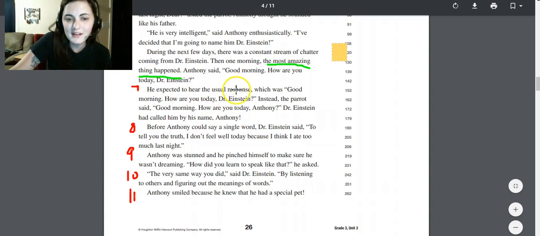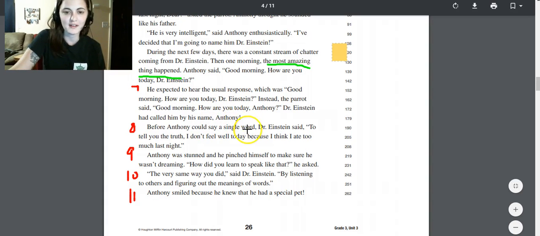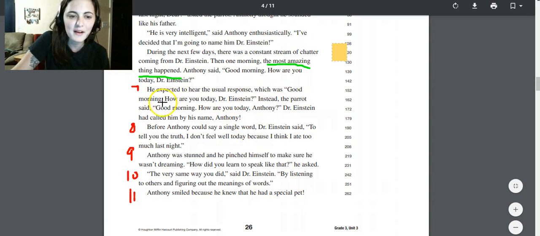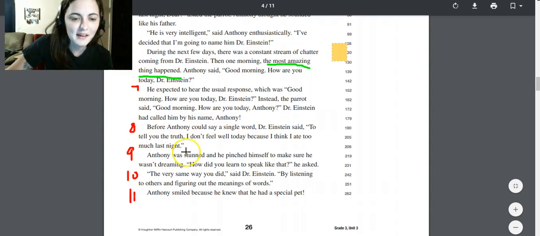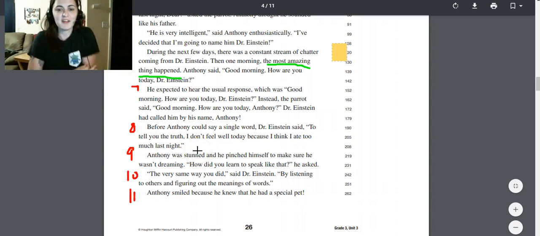He expected to hear the usual response, which is, "Good morning, how are you today, Dr. Einstein?" Instead, the parrot said, "Good morning, how are you today, Anthony?" Dr. Einstein called him by his name, Anthony. Before Anthony could say a single word, Dr. Einstein said, "To tell you the truth, I don't feel well today, because I think I ate too much last night." Anthony was stunned, and he pinched himself to make sure he wasn't dreaming.